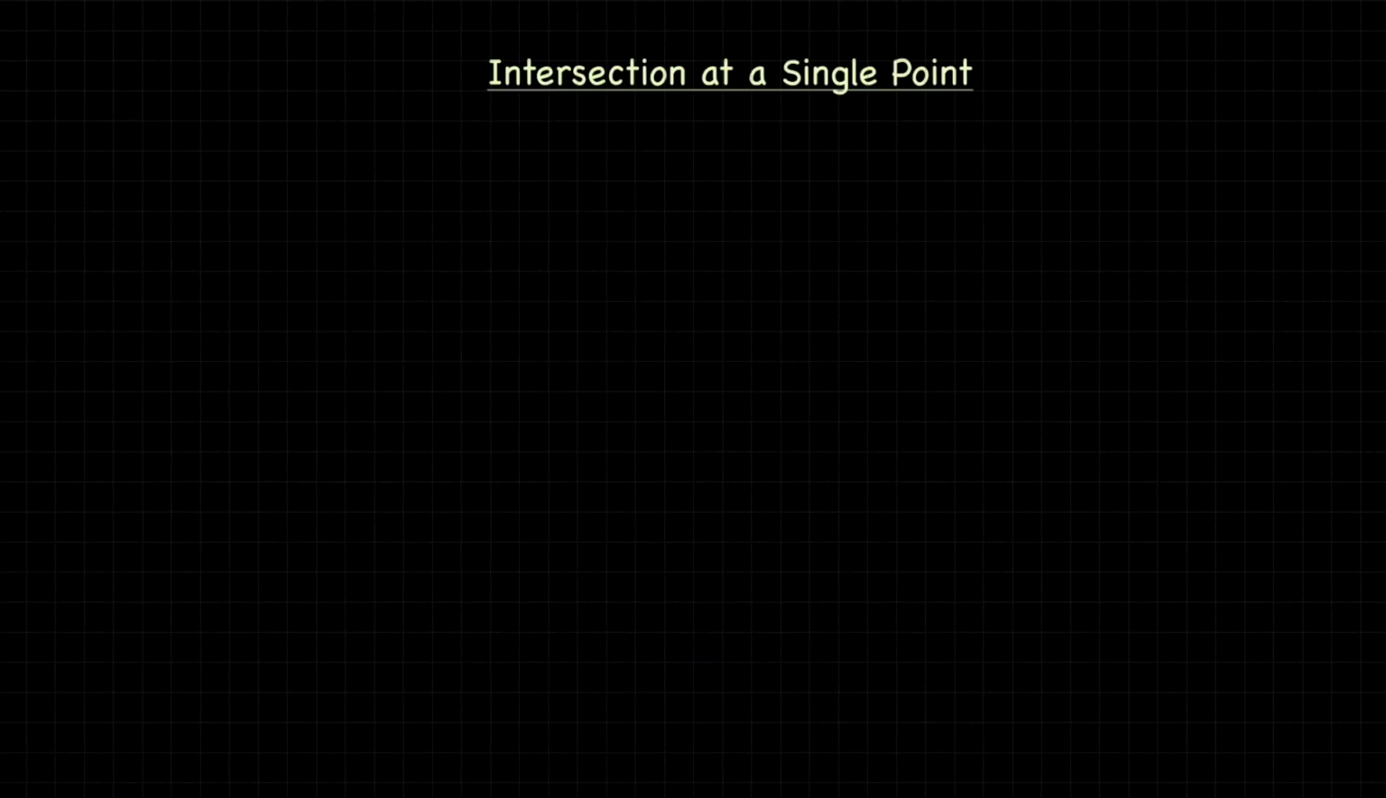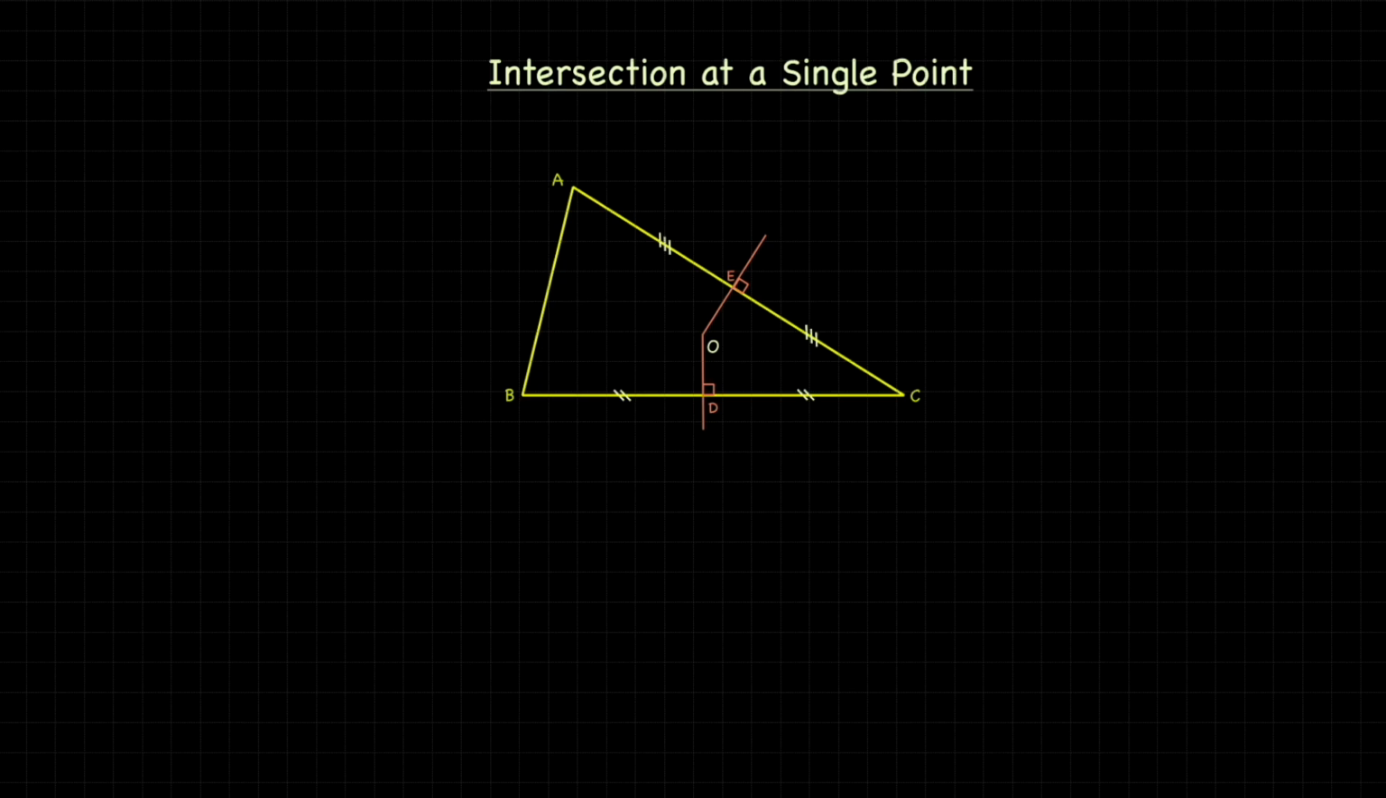The first proof is to show that all three perpendicular bisectors will intersect at a single point. First, I'm going to draw two perpendicular bisectors of the triangle, and these two intersect at point O. Next, I'm going to connect point O to the midpoint of side AB, which is F, with a dotted line. I'm going to prove that OF is a perpendicular bisector of AB. In other words, the angle OFA, shown here, is 90 degrees.